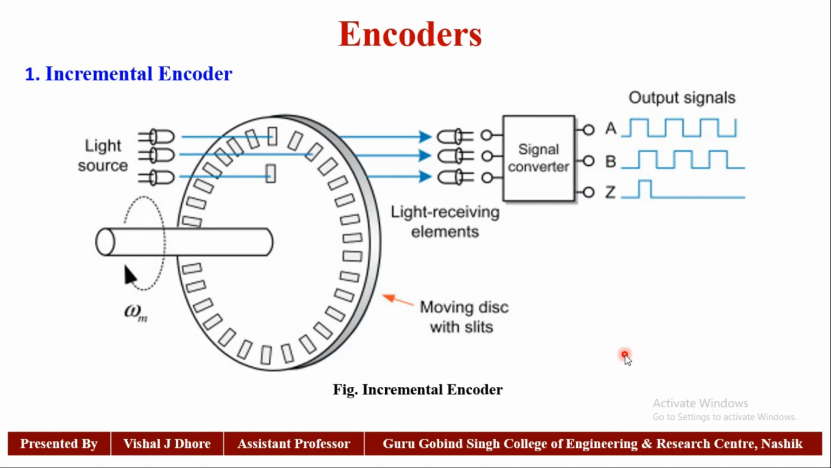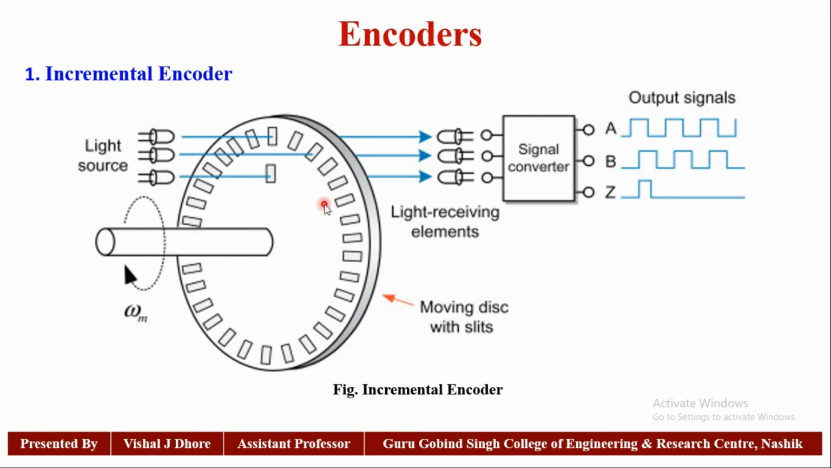For keeping track of the position, the controller must know in which direction the disk is running as well as the number of slots passed. So this is the figure of incremental encoders. In this figure, this is the moving disk having a number of slots on its periphery. Each slot has some angle. This disk is mounted on the shaft.